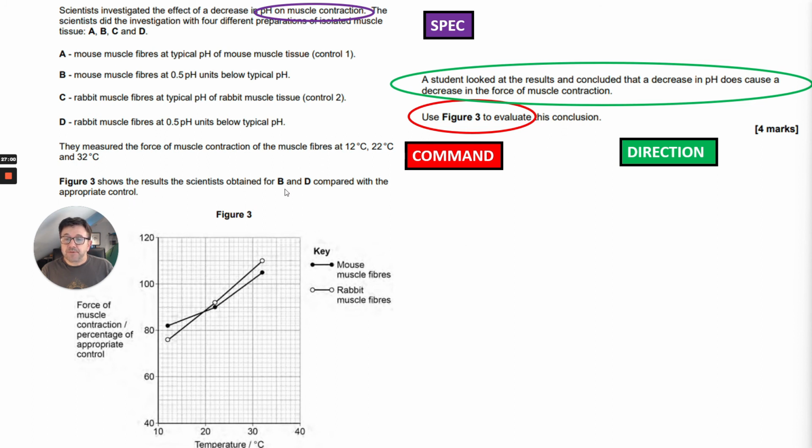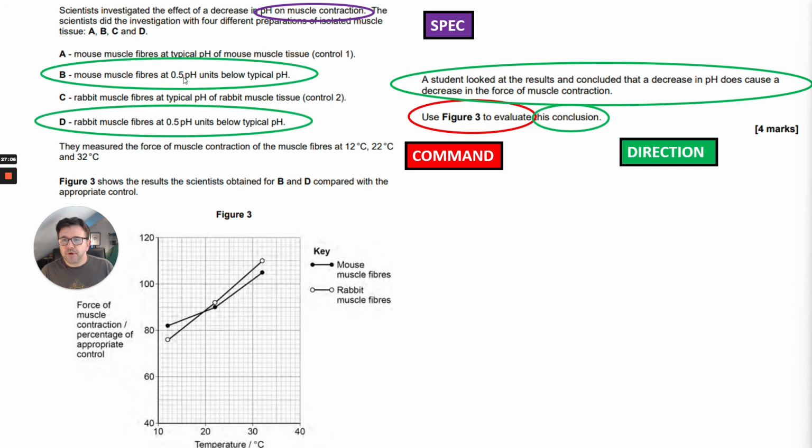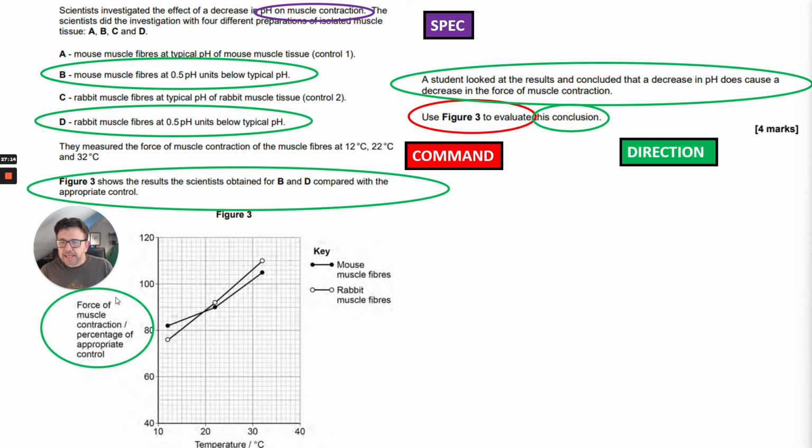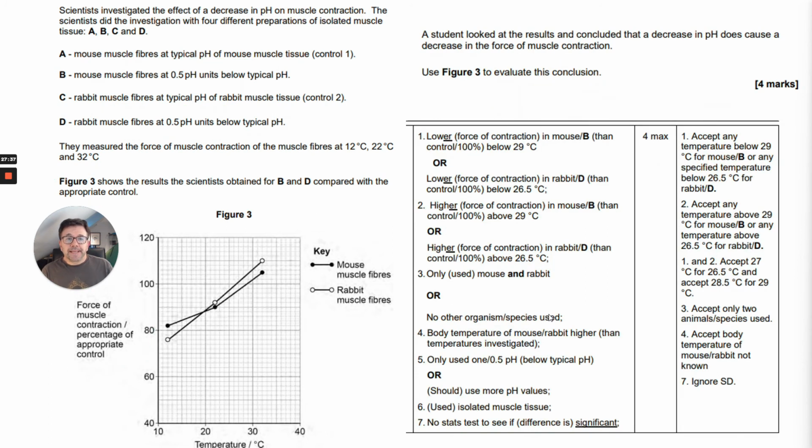it says figure three shows the results scientists obtained for B and D compared with the appropriate control. So mouse and rabbit muscle fibers, and they got the same pH. Okay, but you've got to look at this part here. The force of the muscle contraction per percent, the percentage of appropriate control. So the control at 100, anything below 100, okay, is going to be lower. Okay, so lower force of muscle contraction. So I would probably draw a line across there. Okay, so again, they want you to evaluate.